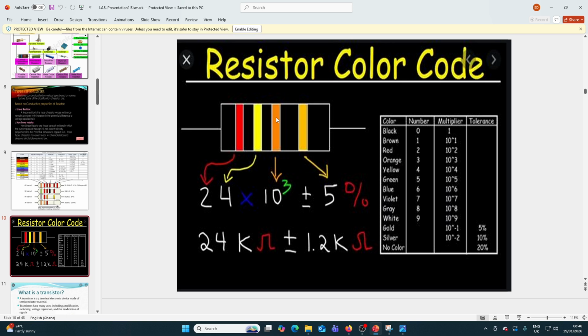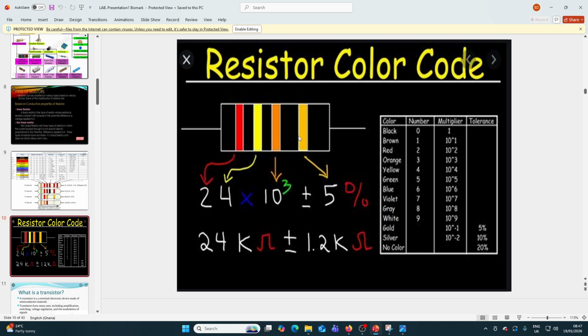Now let's go to our third color. We have orange. So multiplied by, come and look, which is 10 to the power 3. So we have that one here. Then of course gold being tolerance, we have plus or minus 5%. So we have 24 times 1k. So we have 24 kilo. Then 5% of 24 is 1.2. So the final value of this resistor is 24 kilo ohm plus or minus 1.2 kilo ohm. So that's the value of the resistor.